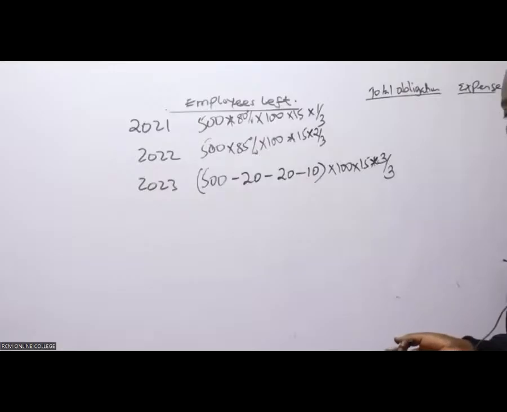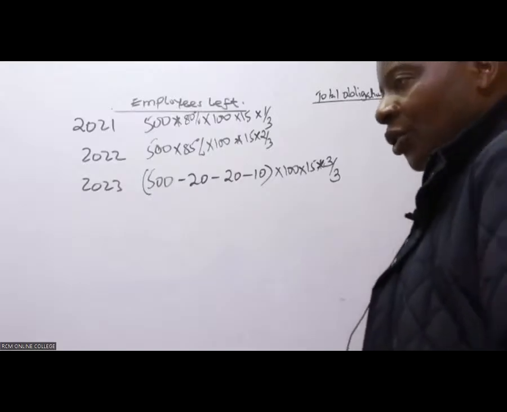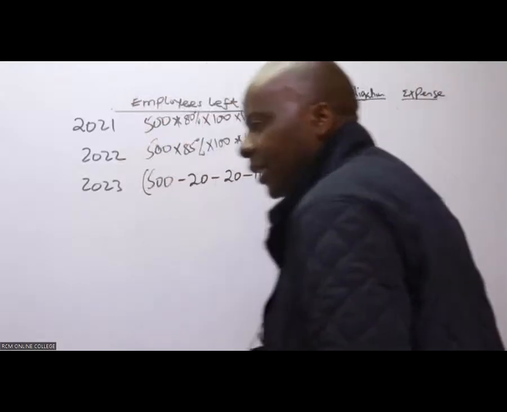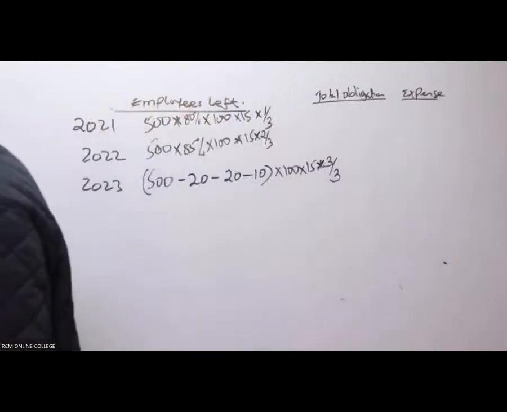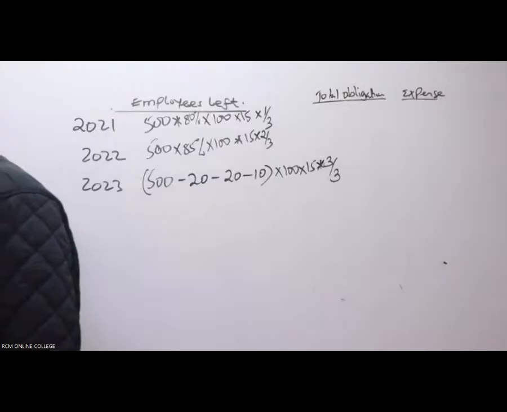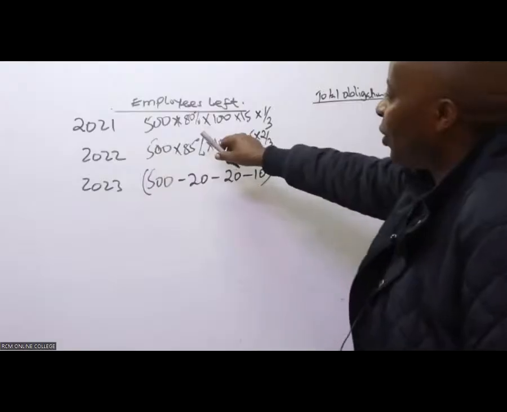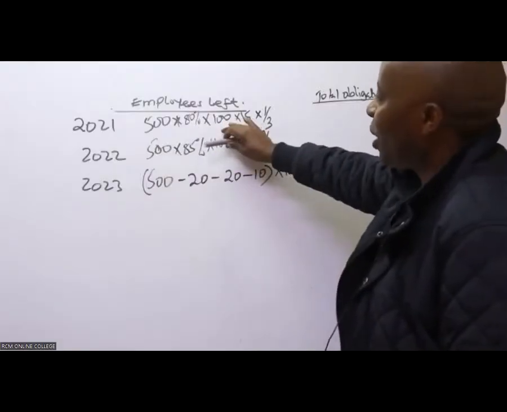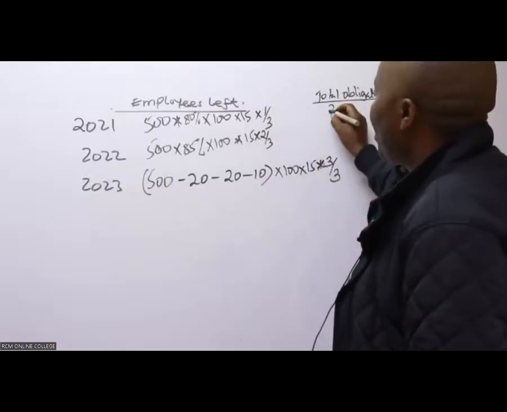Who is able to give me this figure really? According to Sam, he is getting 200. Who is telling me the truth? Cole is getting 400. Total obligation, 200,000. Please, Sam, check again. 1.3 million? How? 500 times 0.8 times 100 times 15 divided by 3 should be 200,000.